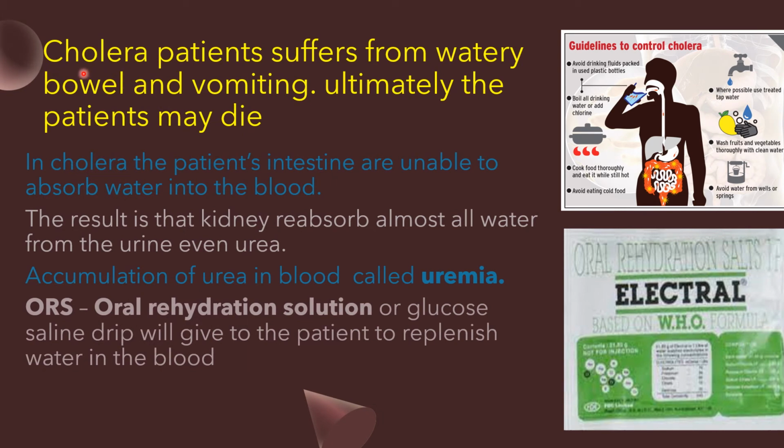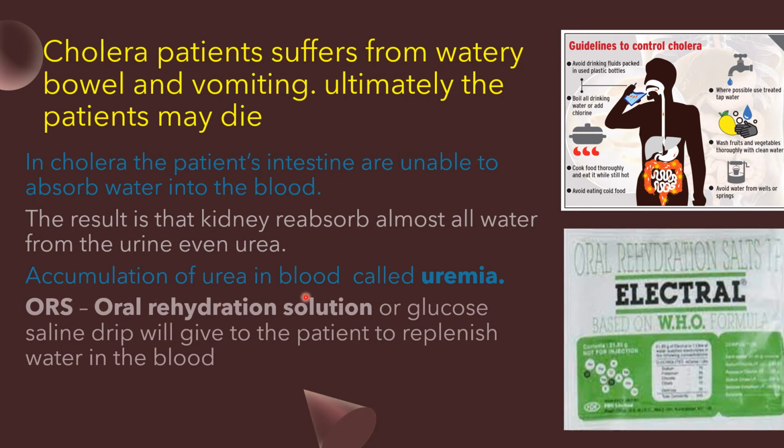The another curious question: cholera patient suffers from watery bowels and vomiting. Ultimately, the patients may die. What is the reason for that? In cholera, the patient's intestines are unable to absorb water into the blood. The result is that kidney reabsorb almost all water from the urine, even urea. Due to the accumulation of urea in the blood, the person may die.